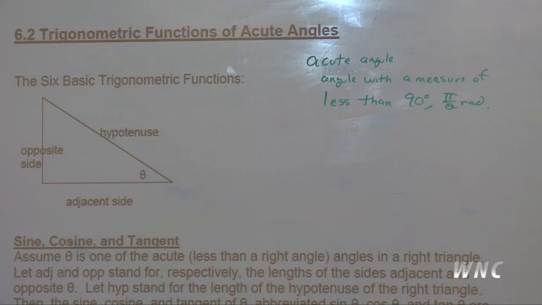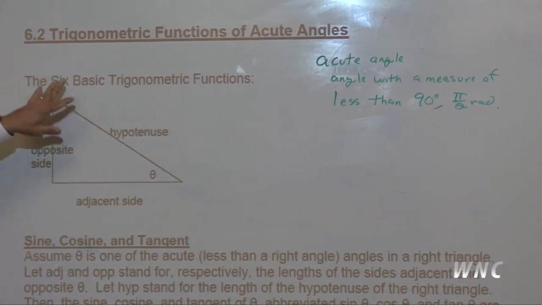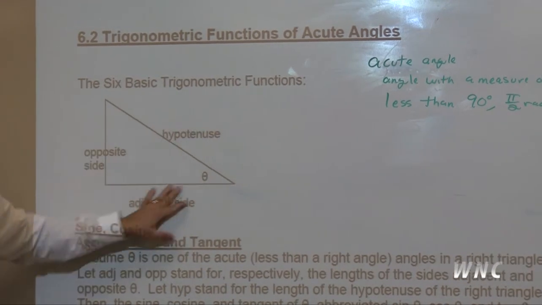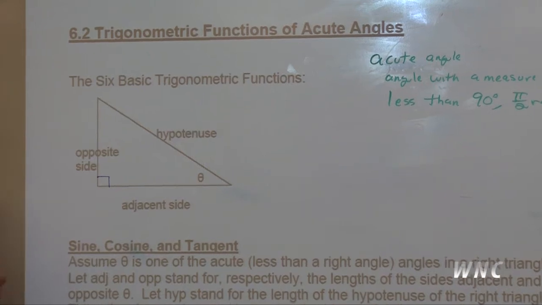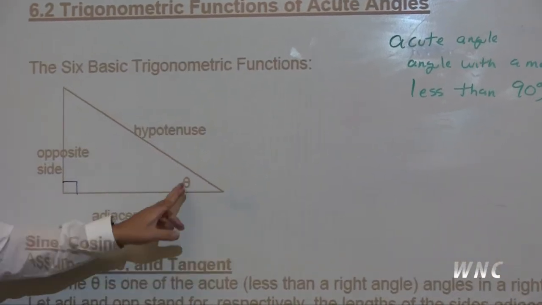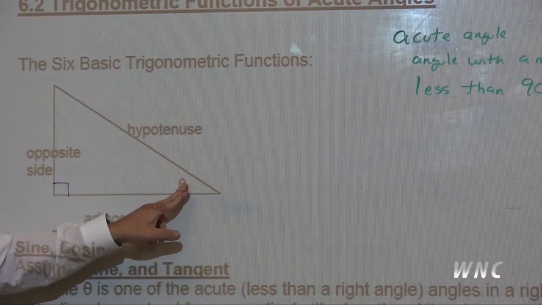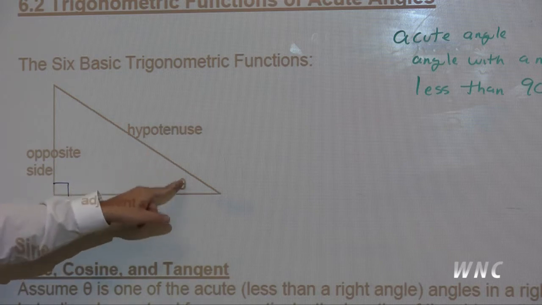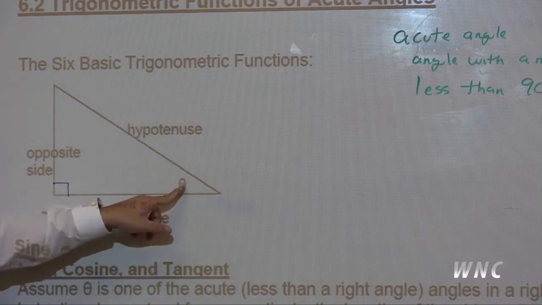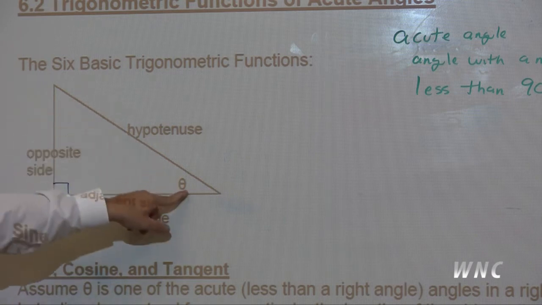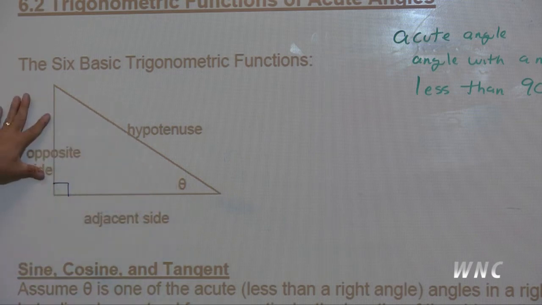The 6 basic trig functions. Let's start off here. Here's a right triangle. It has a right angle down here. That's 90 degrees or pi over 2. And then here's an angle we're discussing. In relation to where this angle is here, this theta, this side is the side opposite the angle.